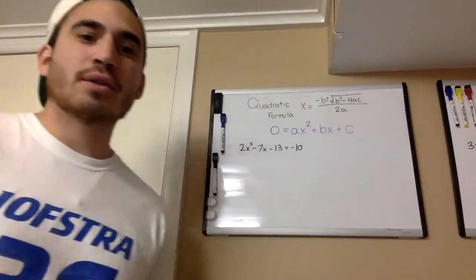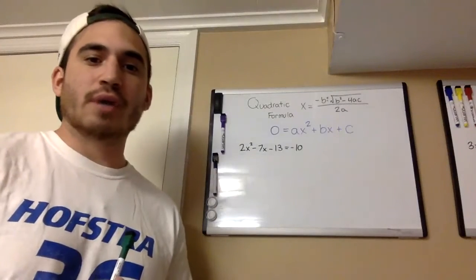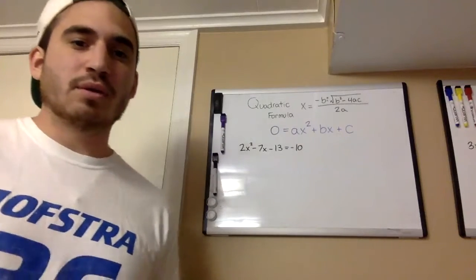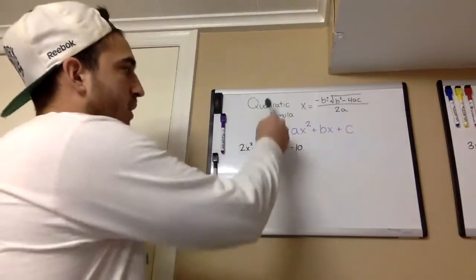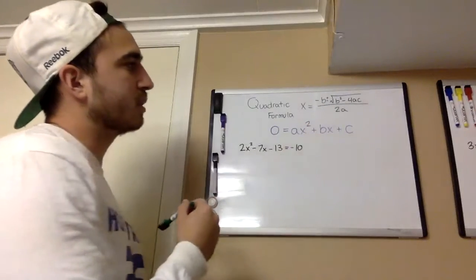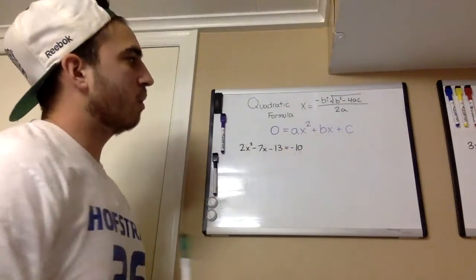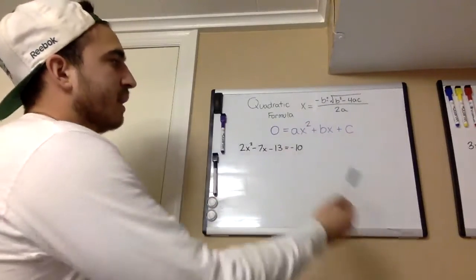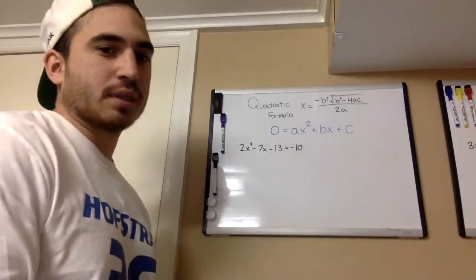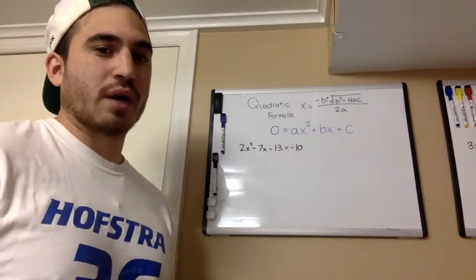Hey guys, so today I'm going to show you how to solve a quadratic equation. And in order to do that algebraically, we are going to be using the quadratic formula. So the quadratic formula is x equals negative b plus or minus the square root of b squared minus 4ac all over 2a. I also wrote down the standard form of a quadratic equation to help us understand how to solve using the quadratic formula.